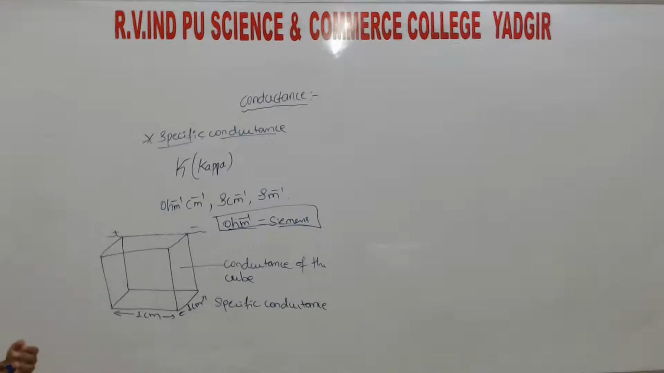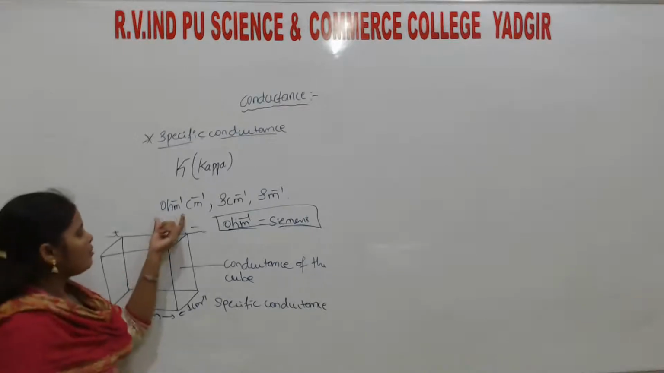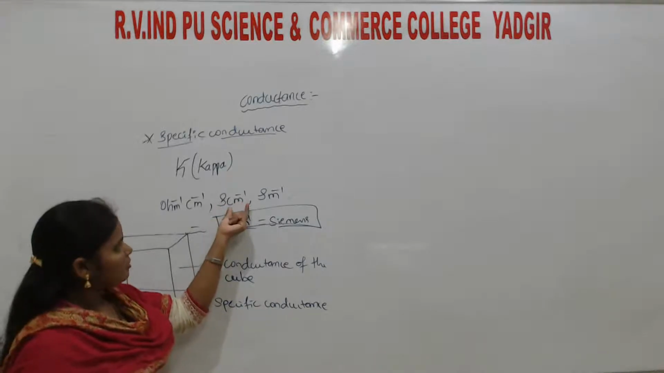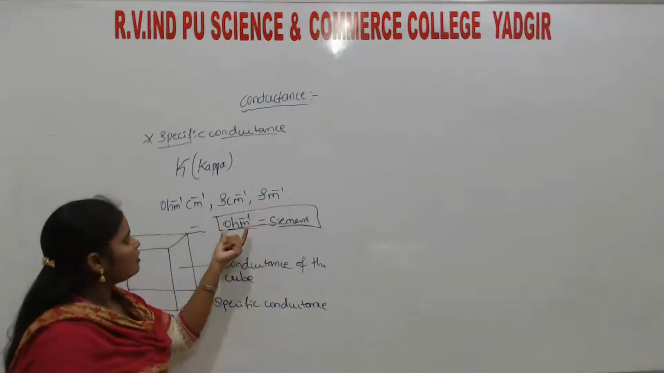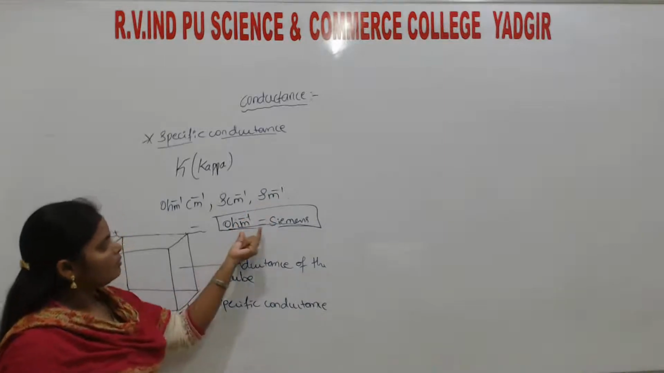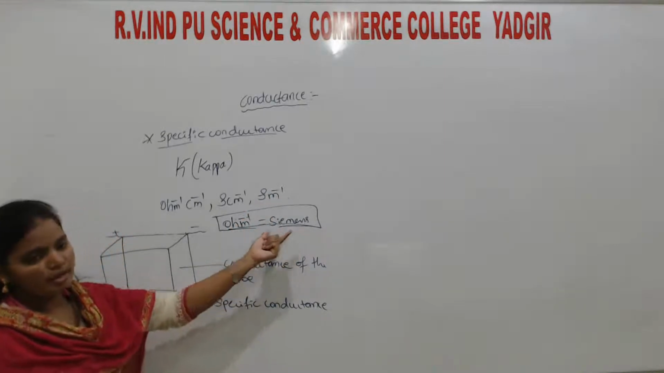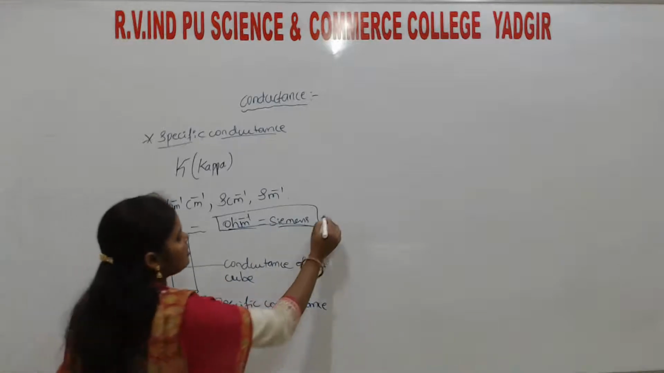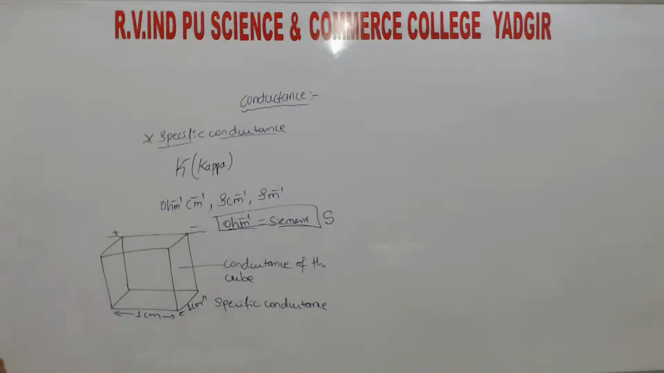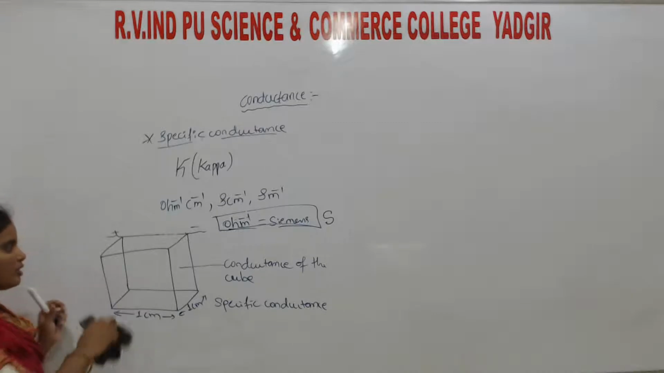The unit of specific conductance is per ohm per centimeter, or Siemens per centimeter, or Siemens per meter. S means Siemens, and here per ohm is equal to Siemens. This is very important for a 1 mark question.